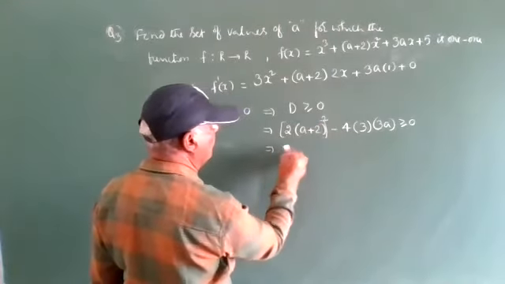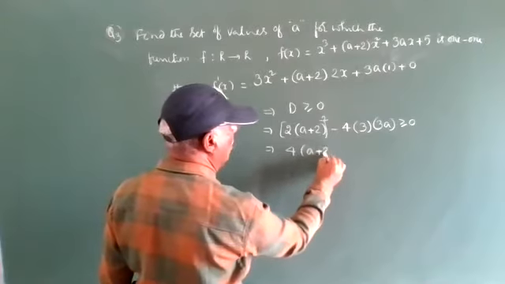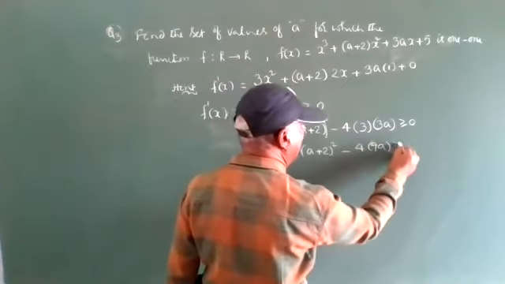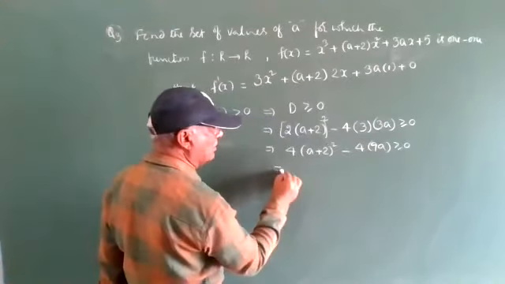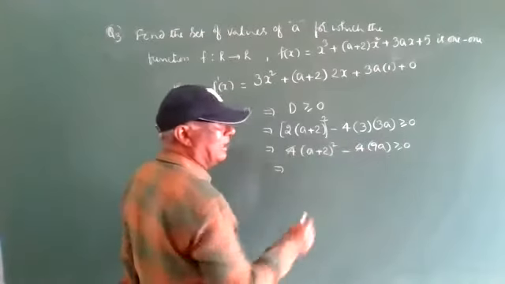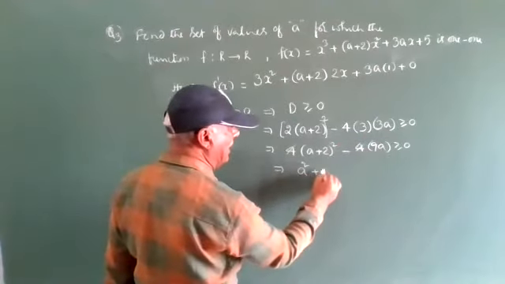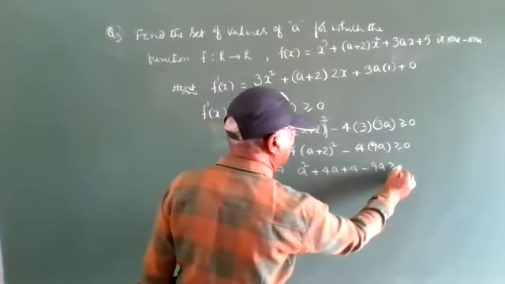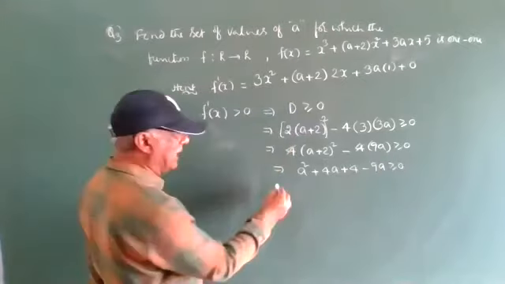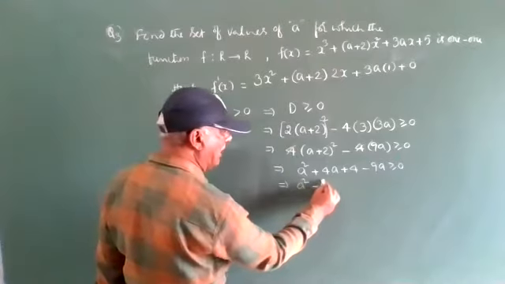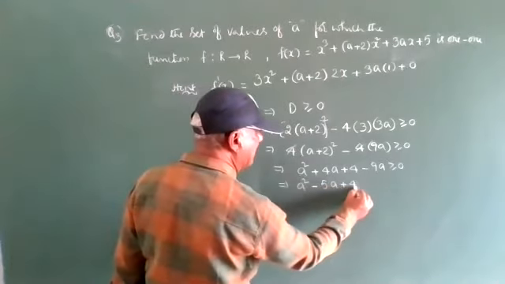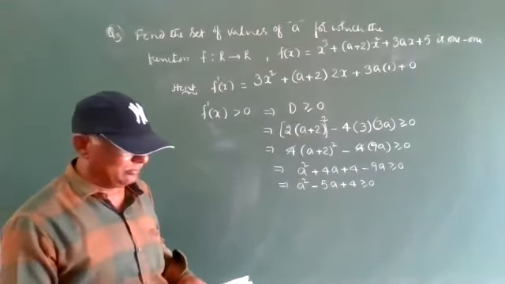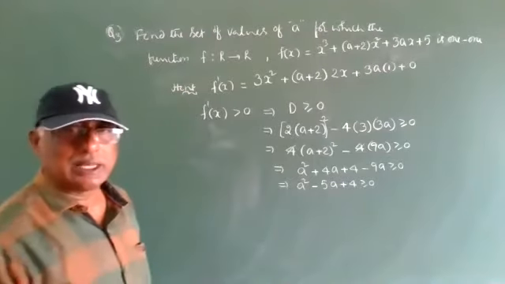Next we can write 4 into a plus 2 whole square minus 4 into 9a is greater than 0. Divide with 4, the 4 should be cancelled. So now a square plus 4a plus 4 minus 9a is greater than or equal to 0. So a square minus 5a plus 4 is greater than or equal to 0. Is it correct?